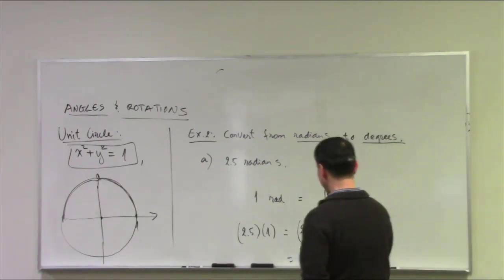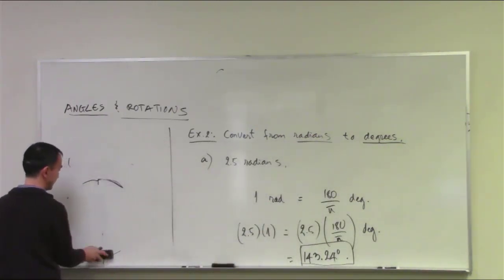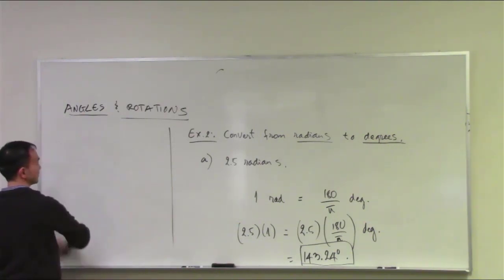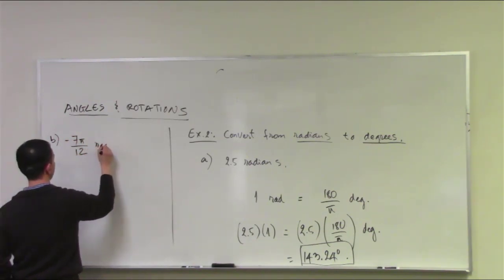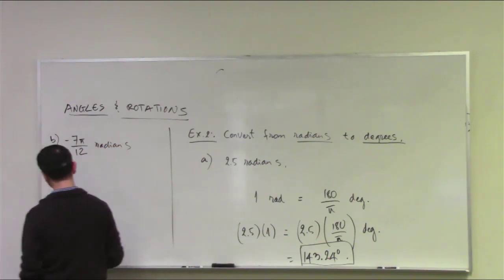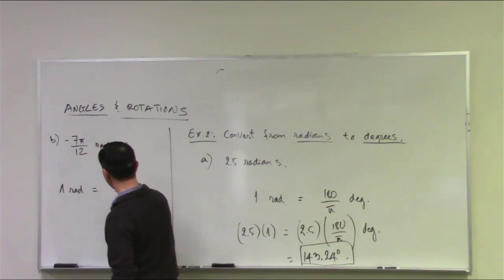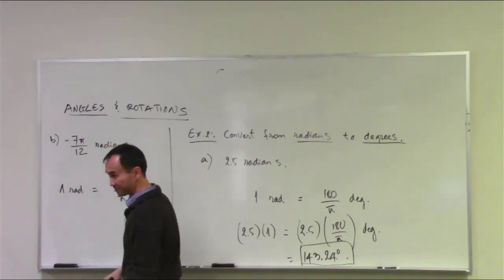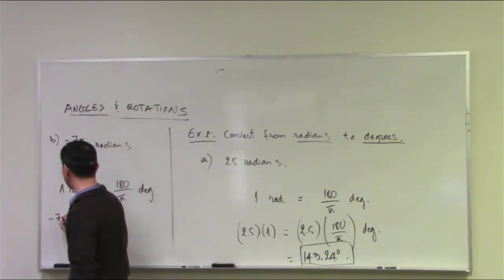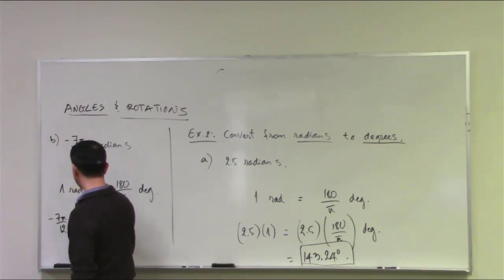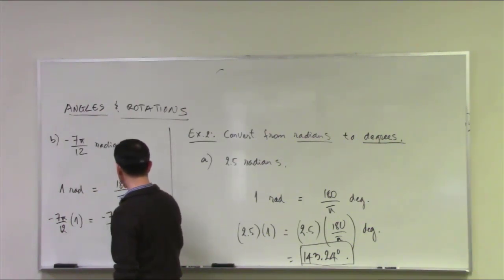Then you can also look at some angle in part B of the example. Say you got an angle over here, negative 7 pi over 12, in radians. We want to bring that into degrees. So again, 1 radian equals 180 over pi degrees, so we multiply that negative 7 pi over 12 to both sides. Negative 7 pi over 12 times 1 really equals negative 7 pi over 12 times 180 over pi.